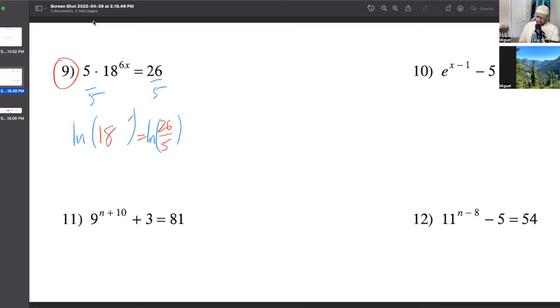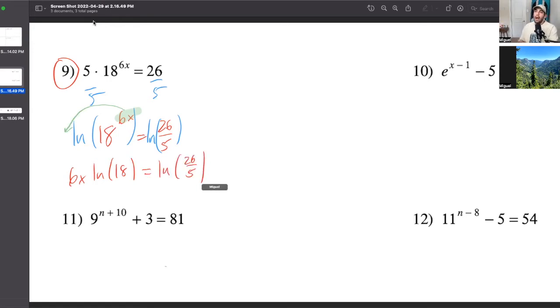Looks like I erased it. Let me go back. I can take this 6x and I can apply the property of exponents and bring the 6x out on the outside. So then I have 6x natural log of 18 is equal to natural log of 26/5.